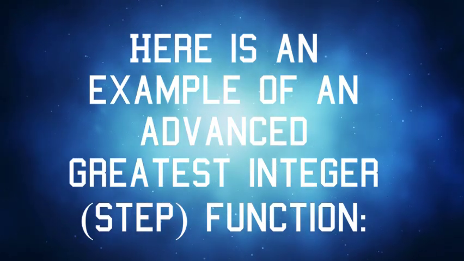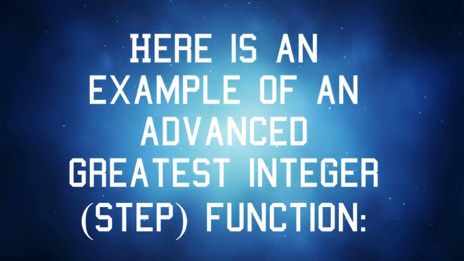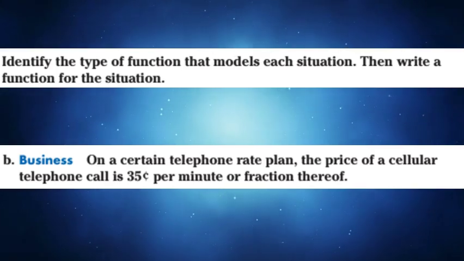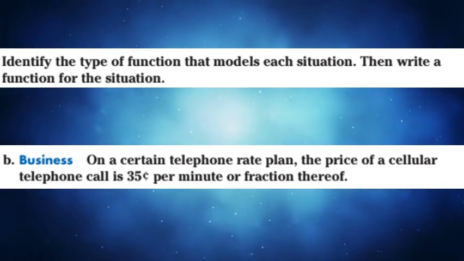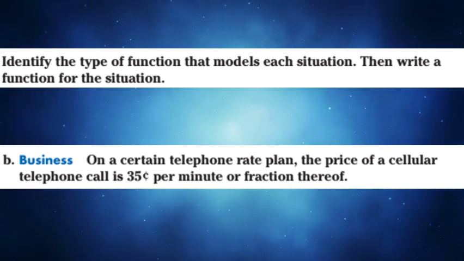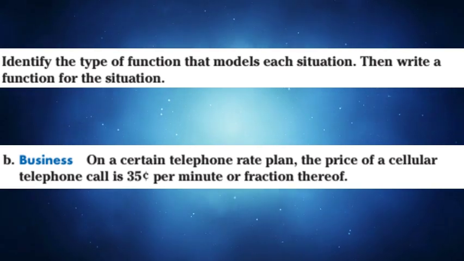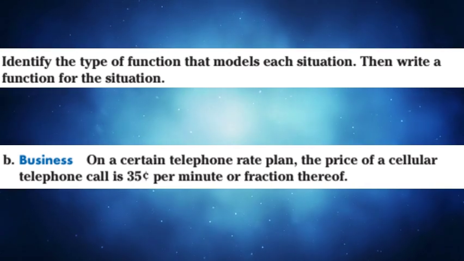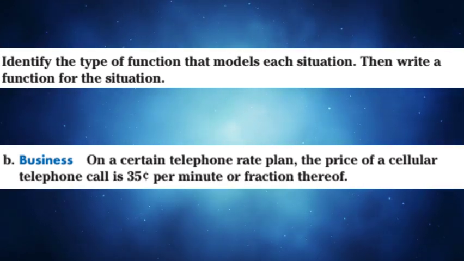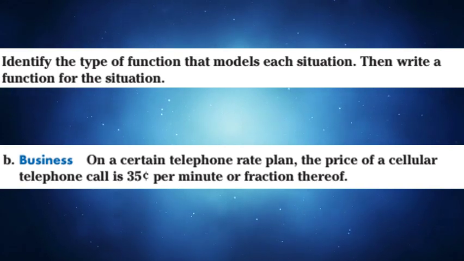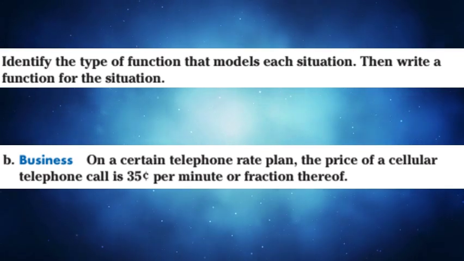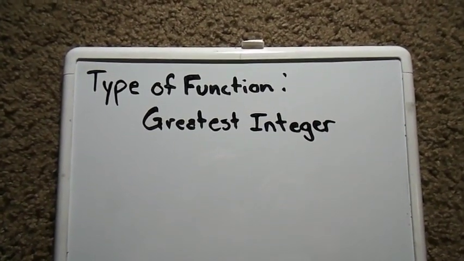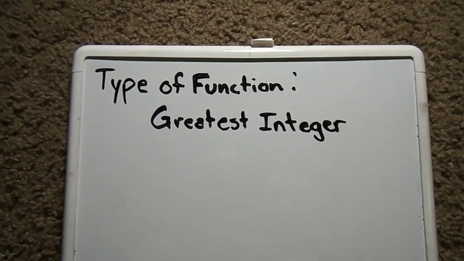Here's an example of an advanced greatest integer or step function. For this question, we're going to identify the type of function that models each situation. Then we're going to write a function for that situation. So for this situation, it's going to be business related. On a certain telephone rate plan, the price of a cellular telephone call is 35 cents per minute or fraction thereof. The question asks us first to identify the type of function that it is asking for.